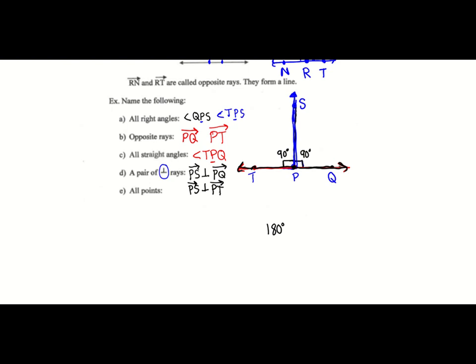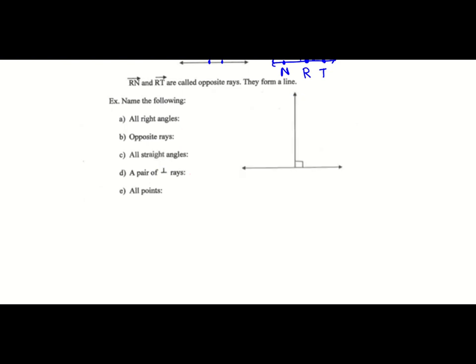Then the last thing it asks me to do is label all my points. So I have points T, P, Q, and S. Those are all my capital letters.